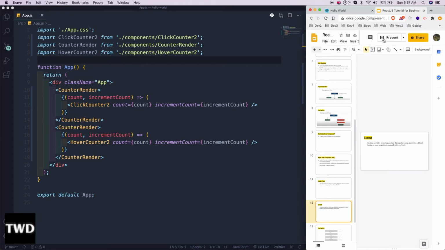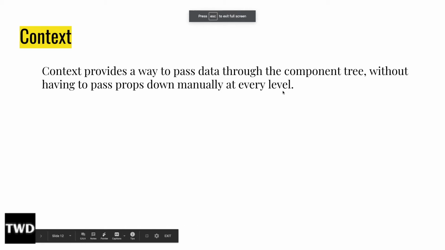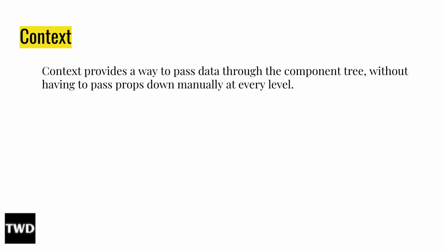So what is this context API? Context API provides a way to pass data through the component tree without having to pass the props down manually at every level. So what does that mean?